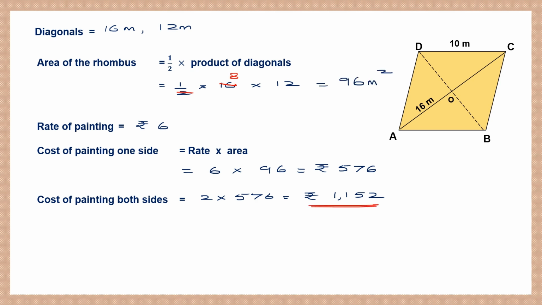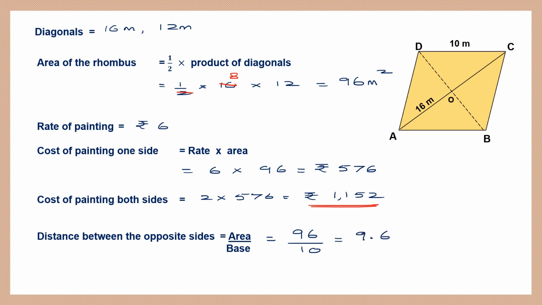Now this is one answer that we were asked to find. We were also asked to find the distance between the opposite sides of this rhombus. So let's find that. Distance will be area divided by base. So we just have to apply this formula. So area we have found out to be 96 meters square and the base is one of the sides, which is 10 meters. 96 divided by 10 is 9.6. So the distance between the opposite sides is 9.6 meters, and this is the second part of the answer.